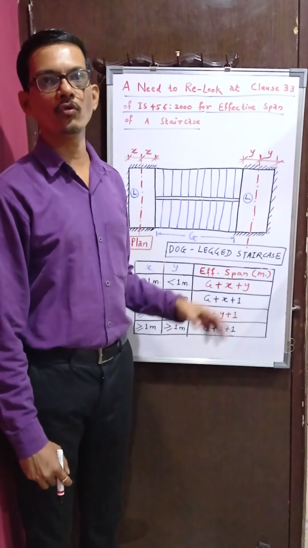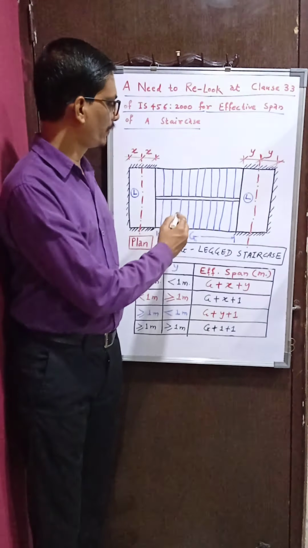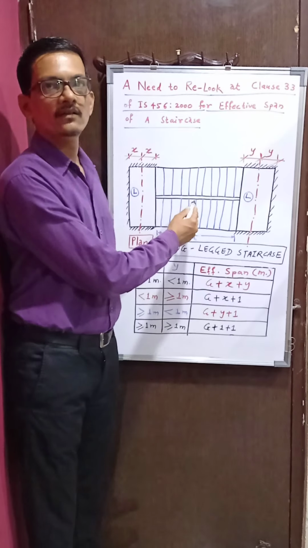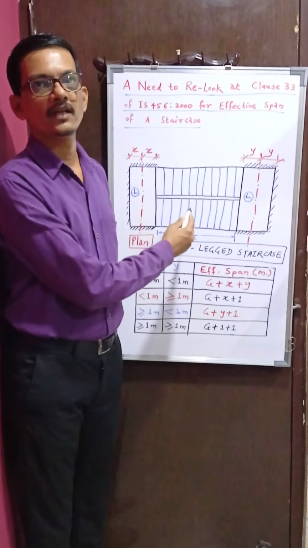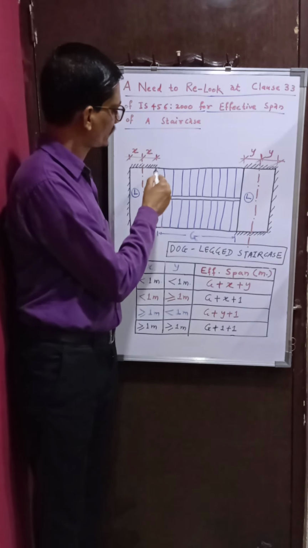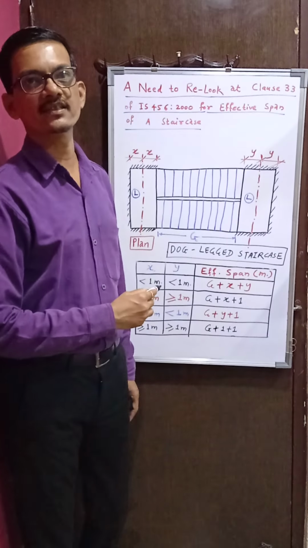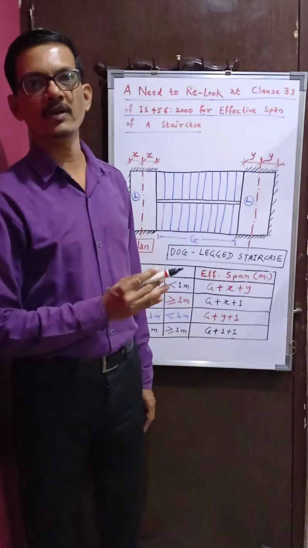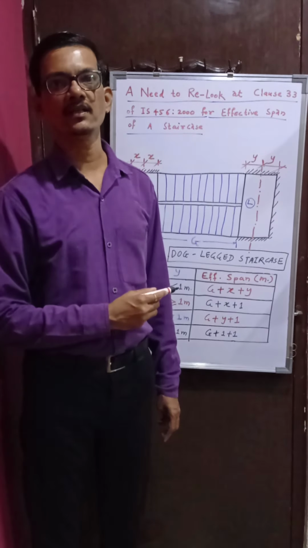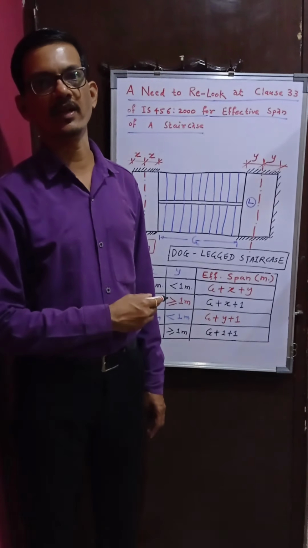And they came to know a very important thing: that the positive bending moment at the mid span is WL square by 8, as for a simply supported beam, and the bending moment at this junction and this junction, called the kink, that is the junction between landing and flight, is also WL square by 8, but that is negative in nature, not positive in nature.